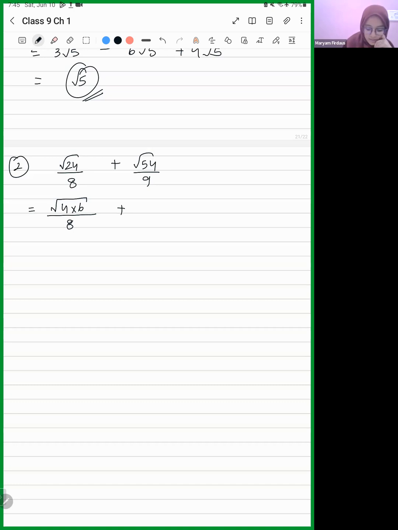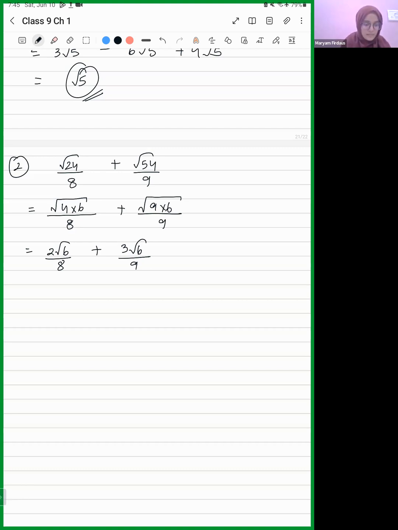9 into 6. Next, ma'am, we take 9 and 4 out. Then that becomes, ma'am, 3 and 2. 2 and 3. So 2 root 6 by 8 plus 3 root 6 by 9. Now we do the cancellations. Tell me what we have after the cancellations.